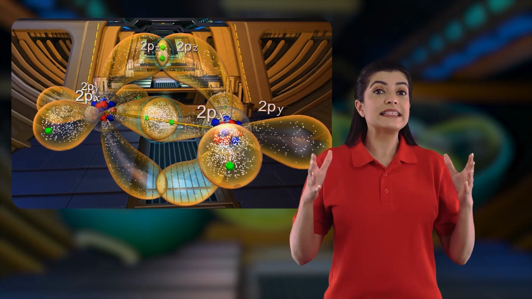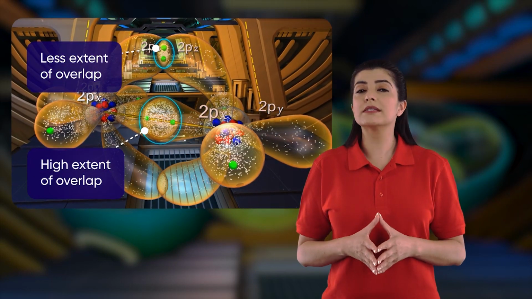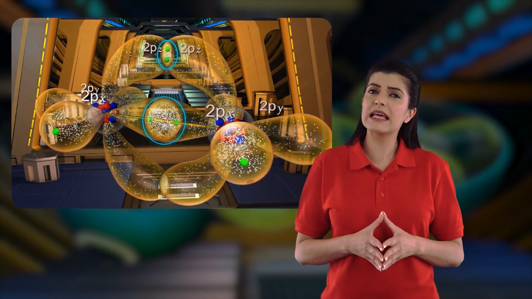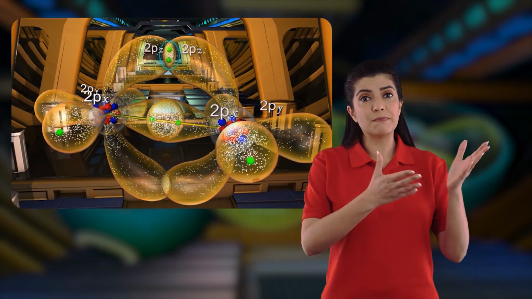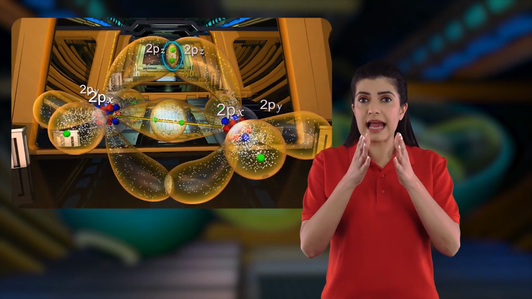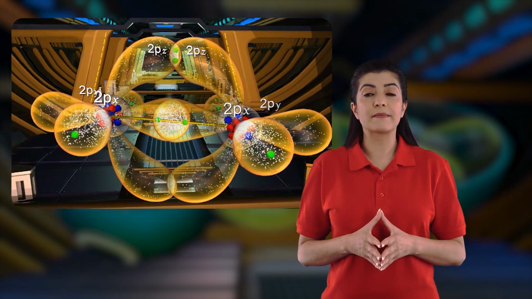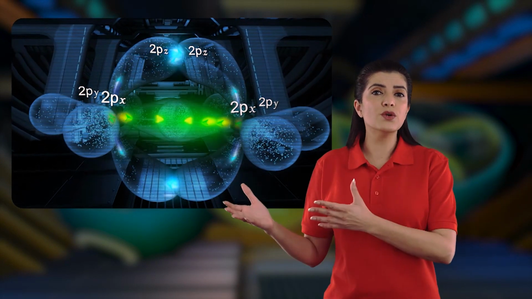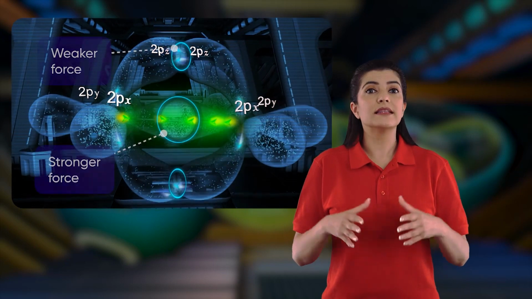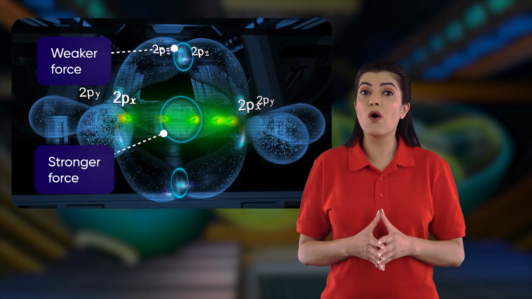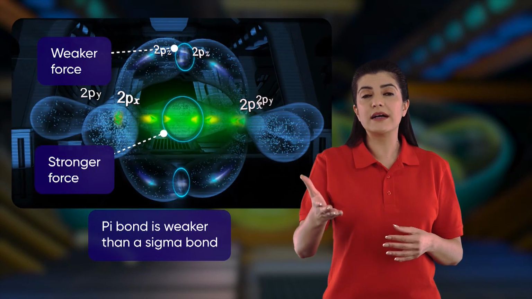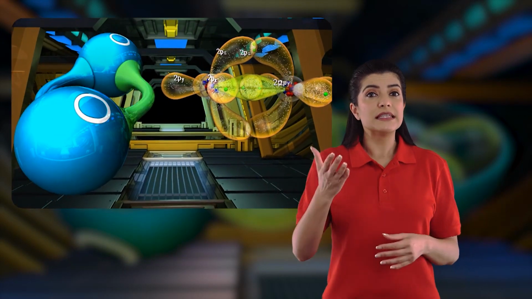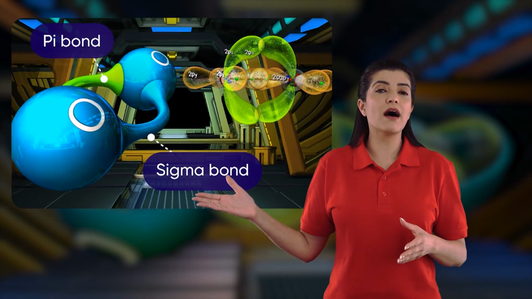Note here that the extent of overlap between the orbitals is less in a pi bond as compared to a sigma bond. Besides, the shared electron pair in the pi bond does not lie exactly in the center of the two nuclei. Thus, the force of attraction between the shared electron pair and the nuclei is comparatively less than that in a sigma bond. Therefore, a pi bond is always weaker than a sigma bond. We can thus say that in a molecule of oxygen, the double bond consists of one sigma and one pi bond.